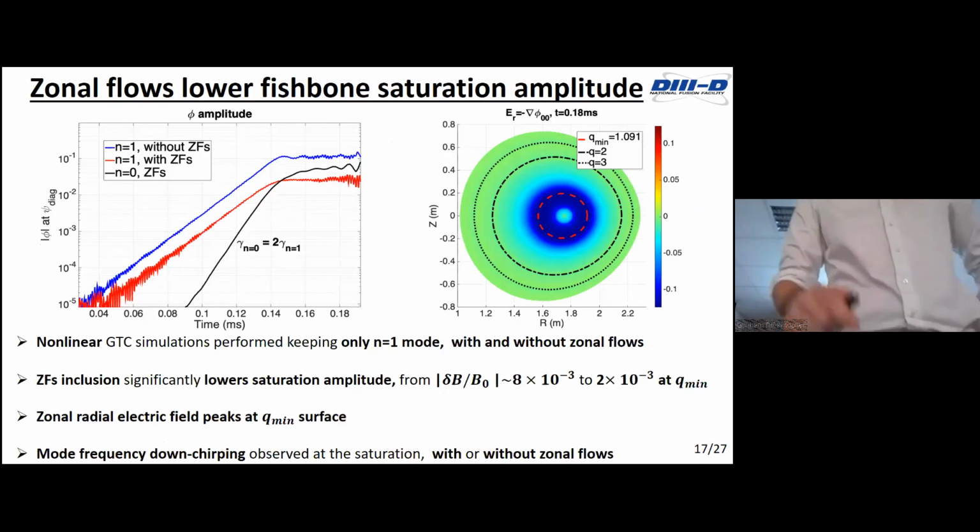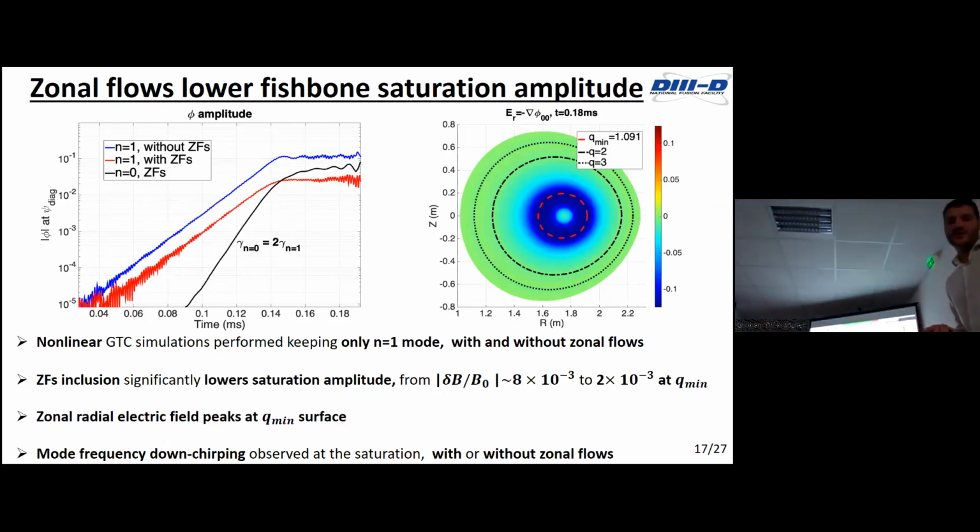So now let's see how this kind of mode saturates in the nonlinear phase. To do that, we have conducted a set of n equal 1 simulations with GTC with and without zonal flow contribution, which is an n equal 0 mode. As you can see here in blue, the time evolution of the electrostatic amplitude with n equal 1 only, it saturates at a given point. But when we start including zonal flow, in red here for n equal 1, we have a much lower saturation amplitude. And here in black, you have the time evolution of the zonal flow itself that has a growth rate of twice the n equal 1 mode due to the wave interaction.